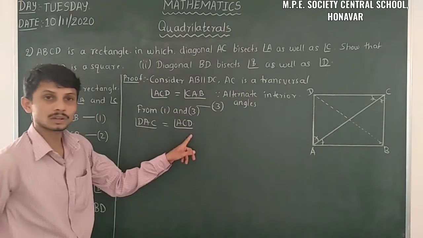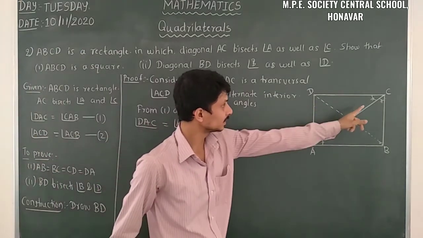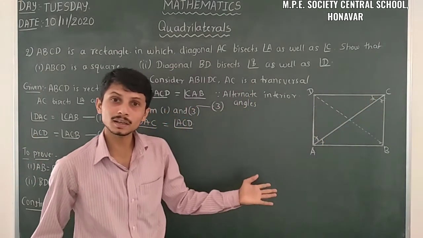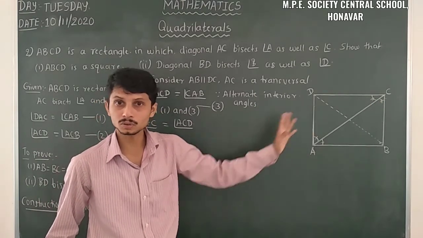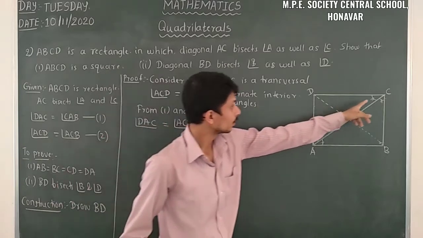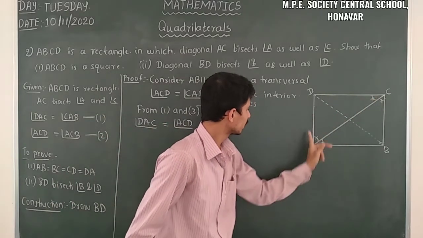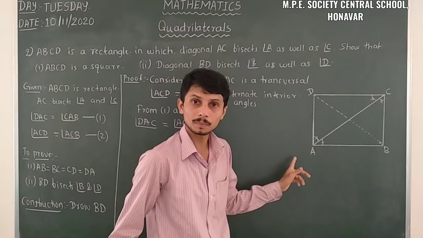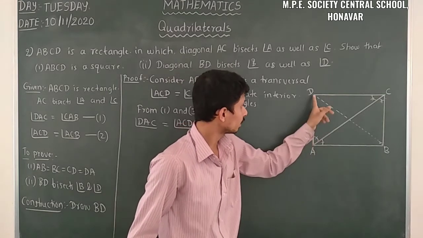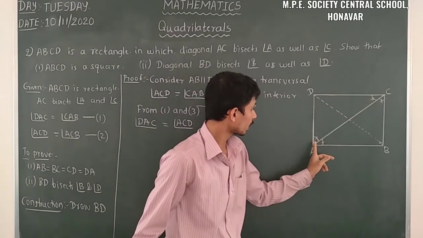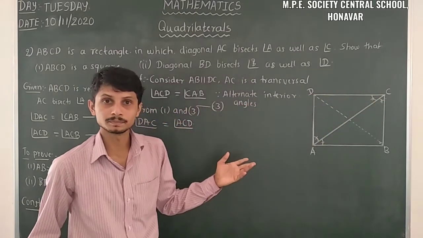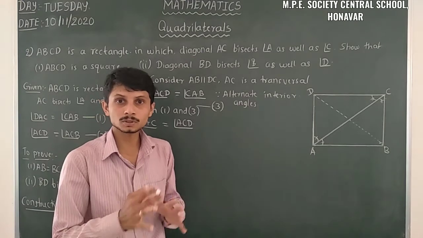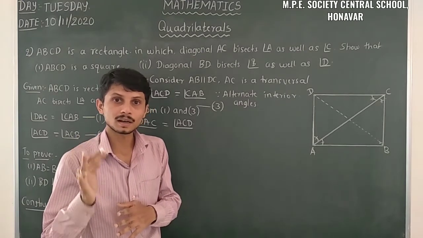Angle DAC is equal to angle ACD. And what are the opposite sides possible here? The sides opposite to those angles. For angle ACD, AD is the opposite side, and for angle DAC, CD is the opposite side. So that means sides opposite to equal angles are equal.